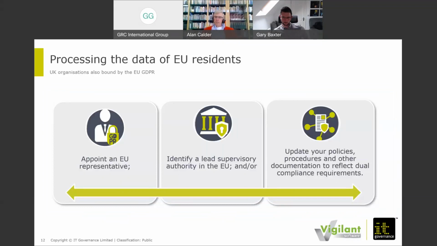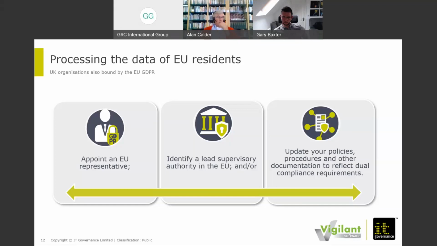If you're providing services into the EU, what else do you have to do? Well, you have to appoint an EU representative in just the same way as an EU organization providing services into the UK has to appoint a UK representative. So in other words, adequacy does not absolve you of appointing a representative in the EU or in the UK, depending on which way you're providing services.